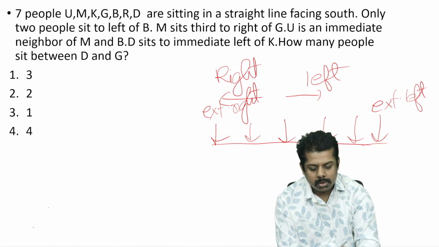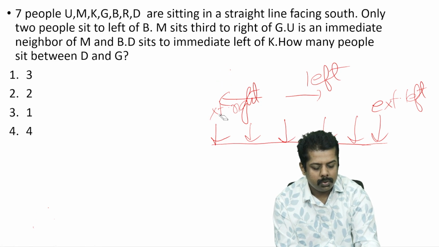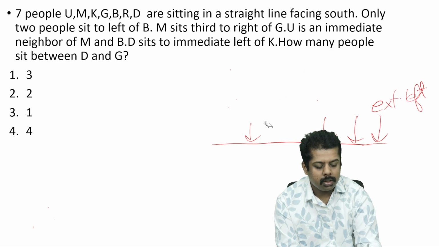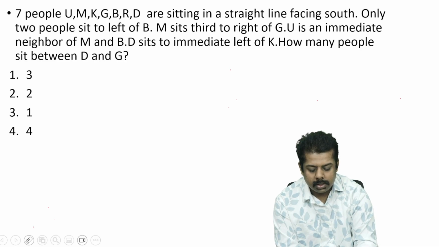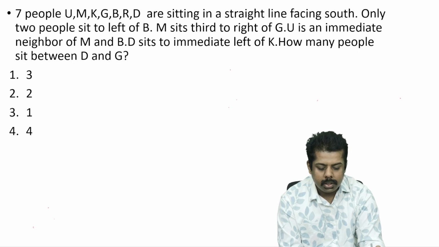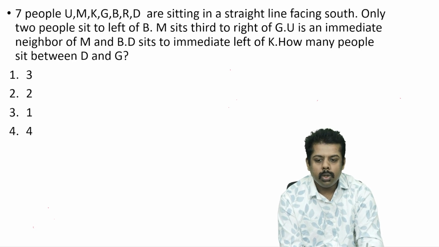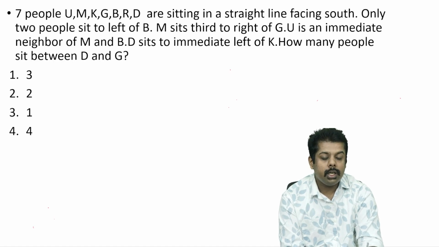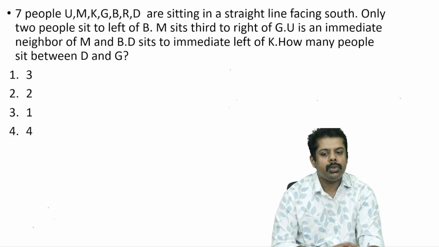Now, going to the first set of questions that has been given on the screen, I will just rub this out and we can start with the questions. First we can read through the questions, then see how we can tackle them. Reading the questions here, 7 people are there: U, M, K, G, B, R, D. They are sitting in a straight line and they are facing south.